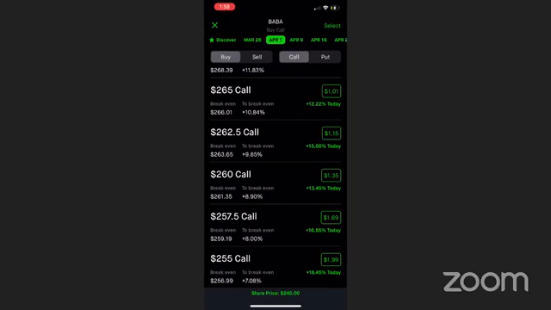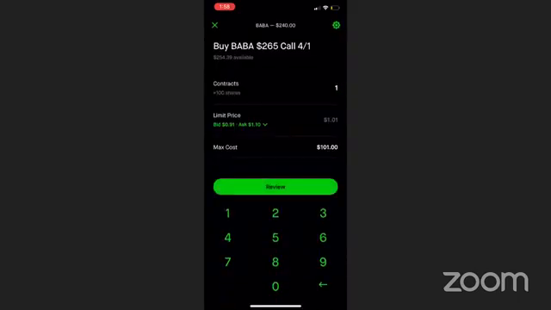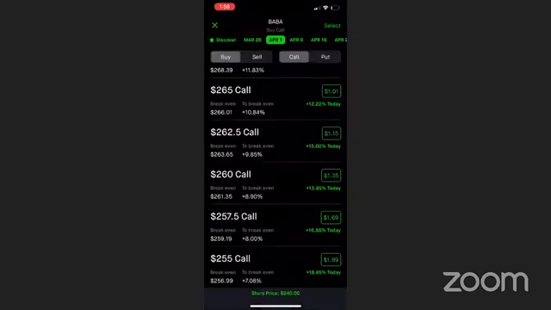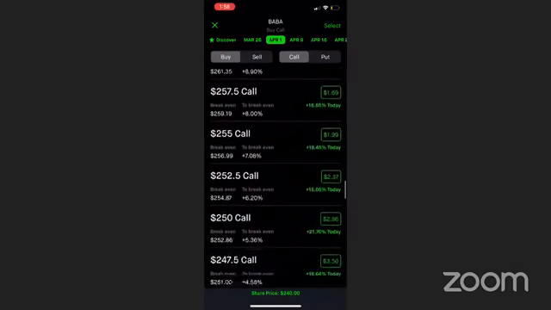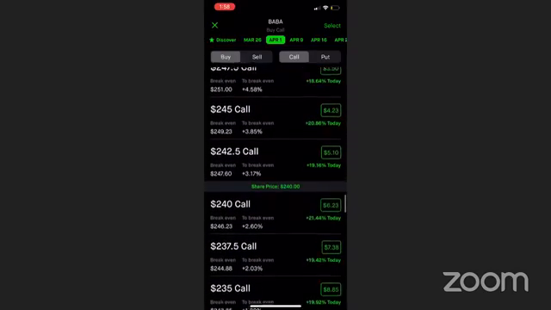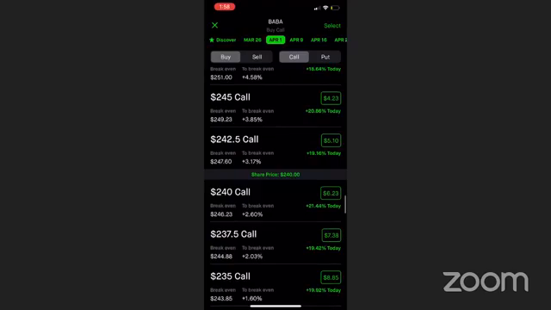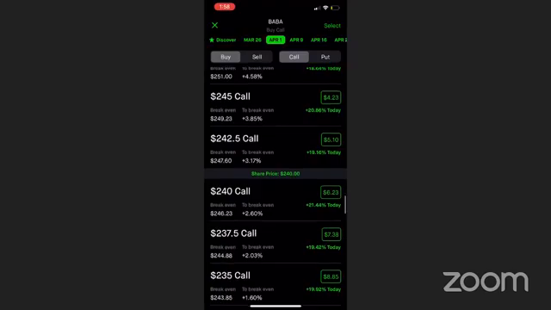Now, if I was selling these calls, then yeah, I would sell to somebody at 265 because I'd make $100 by April 1st. As long as Alibaba doesn't hit 265, I keep the money. So if you're selling it, that's a great strike. Not so much if you're buying it.